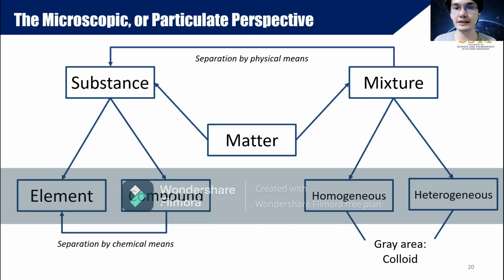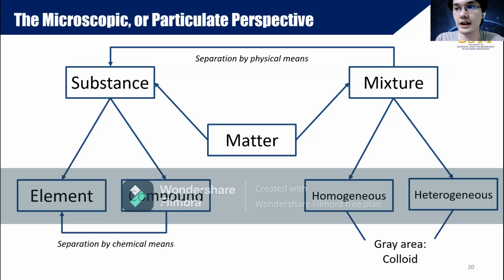So matter can be categorized into two: substance and mixture. A substance is a form of matter that has constant composition and distinct properties. Examples are our elements, gold, hydrogen, then our compounds, we have ammonia, glucose.